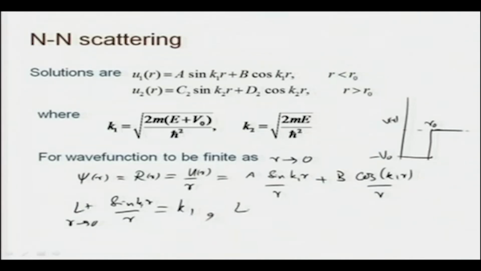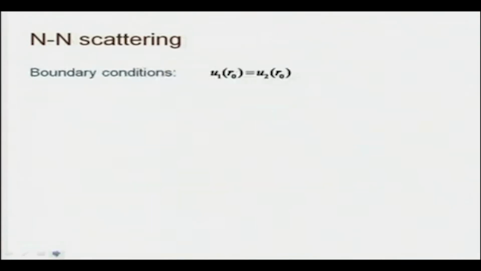But if we take the limit r going to 0 of cos k 1 r over r, this is going to be infinite. So, if we want the wave function to behave properly as r goes to 0, then we cannot take the second part, b cos k 1 r, as part of the solution. So, we will have to take b equal to 0. So, we will consider that, and the other boundary is r equal to r 0, where the potential actually drops down to 0.